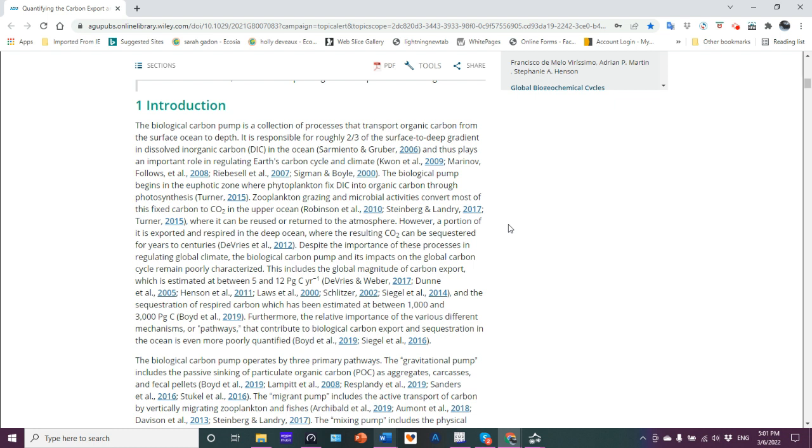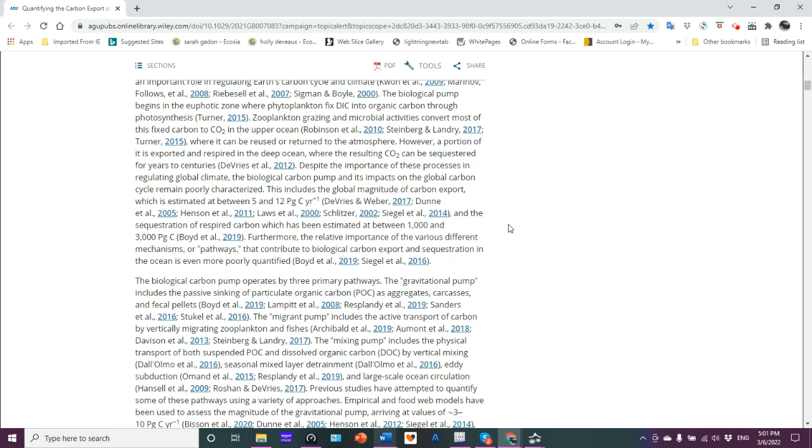The biological pump begins in the euphotic zone, where phytoplankton fix the dissolved inorganic carbon into organic carbon via photosynthesis. Zooplankton grazing and microbial activities convert most of this fixed carbon to CO2 in the upper ocean, where it can be reused or returned to the atmosphere, reused presumably by phytoplankton. However, a portion of it is exported and respired in the deep ocean, where the resulting CO2 can be sequestered for years to centuries.